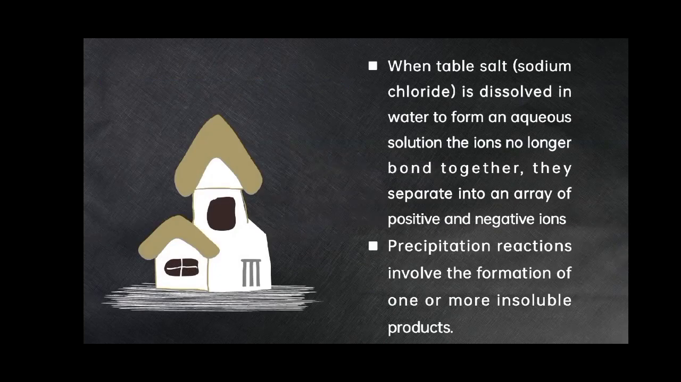When table salt, sodium chloride, is dissolved in water to form an aqueous solution, the ions no longer bond together. They separate into an array of positive and negative ions.